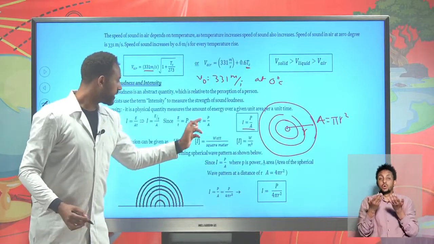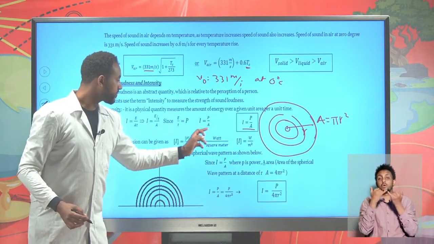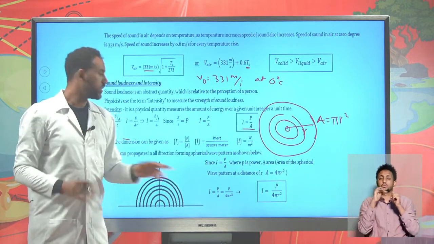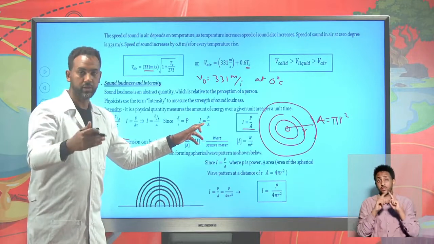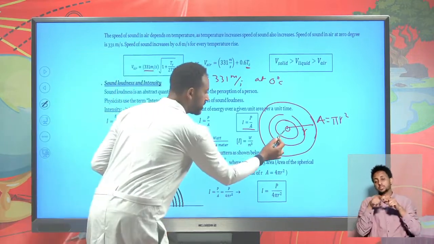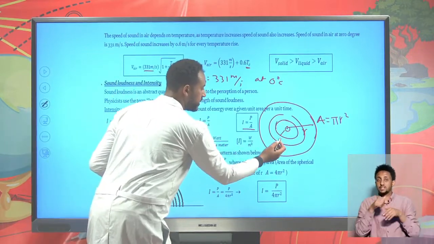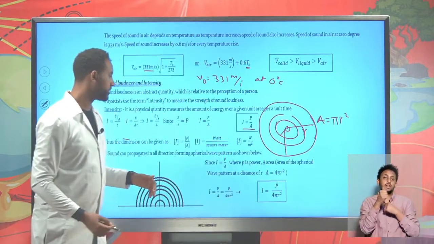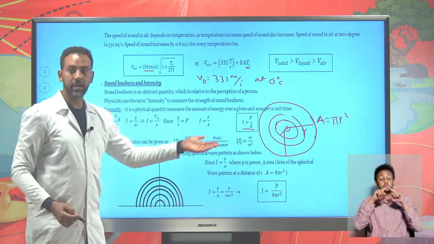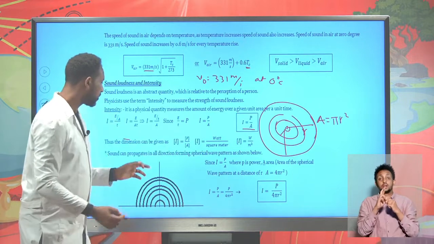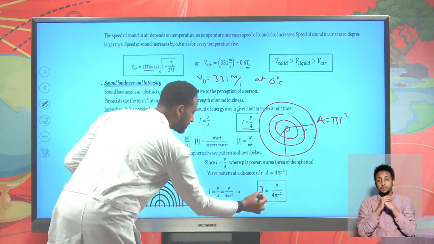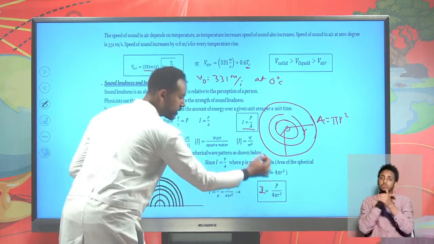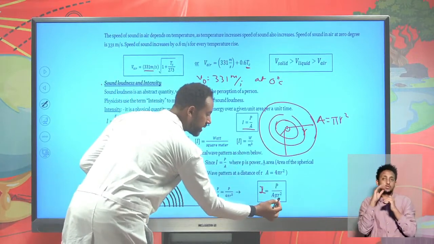So intensity I is equal to P over area. If you have a constant power, the area changes at different locations. Here, at this location, the surface area is this one. At this location, we have another surface area. So it depends on the radius r. So when you put it here, you find that intensity I is equal to power P, for a constant power P, over 4 pi r squared.